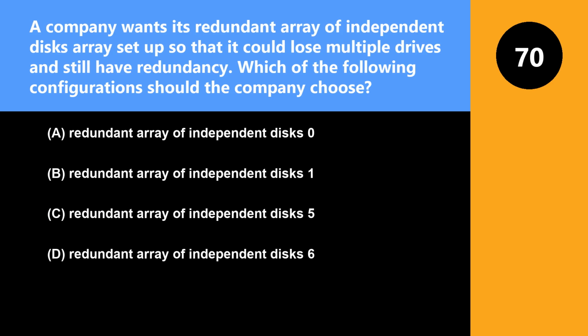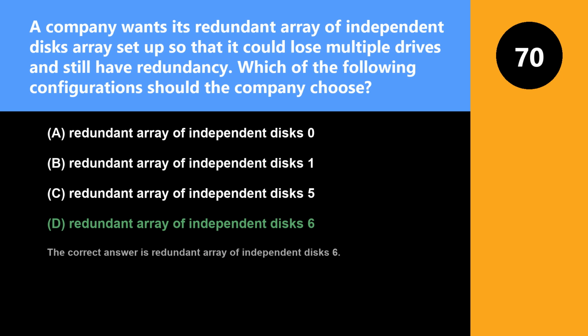Question 70. A company wants its redundant array of independent disks array set up so that it could lose multiple drives and still have redundancy. Which of the following configurations should the company choose? Option A. Redundant array of independent disks 0. Option B. Redundant array of independent disks 1. Option C. Redundant array of independent disks 5. Option D. Redundant array of independent disks 6. The correct answer is option D. Redundant array of independent disks 6.